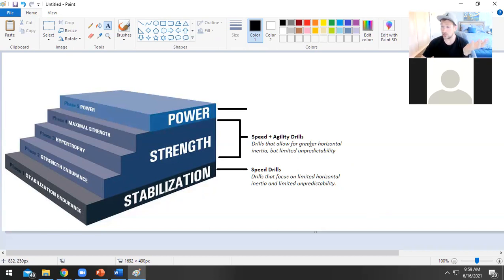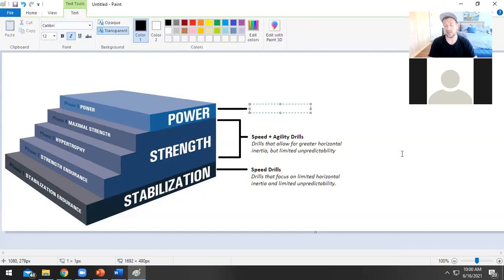Well, agility drills are all about directional change. So in clients who are focusing on stabilization, we just focus on moving in one intended direction. Clients who are in strength, we move in intended directions and we start changing direction as well, but we still limit the unpredictable part of it, right? We still make sure that our client knows exactly what's coming.